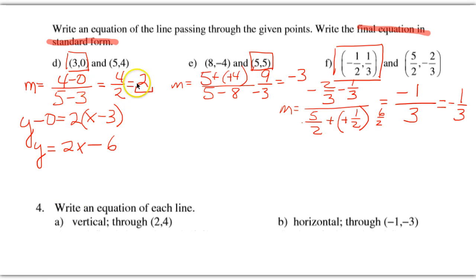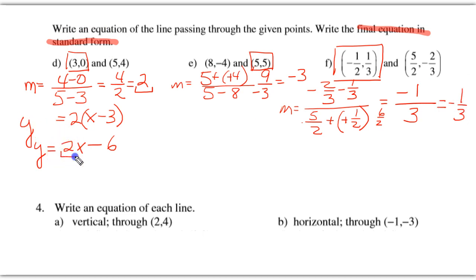So we have our slope is 2, and we said we're going to use this point. So y minus 0 equals our slope of 2, and then x minus 3. So this just cancels out here. And we get y equals 2x minus 6. But notice they changed our instructions a little bit. They want us to put the final equation in standard form. So how do we do that?